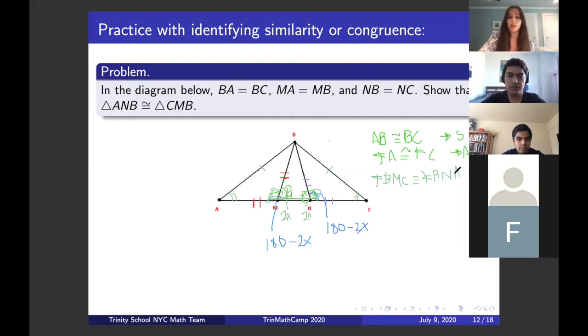And we're talking about an angle here. All right, cool. So we have a side, an angle, and an angle equals a side, an angle, and an angle. So that means that by SAA, the two triangles are the same. They're congruent.